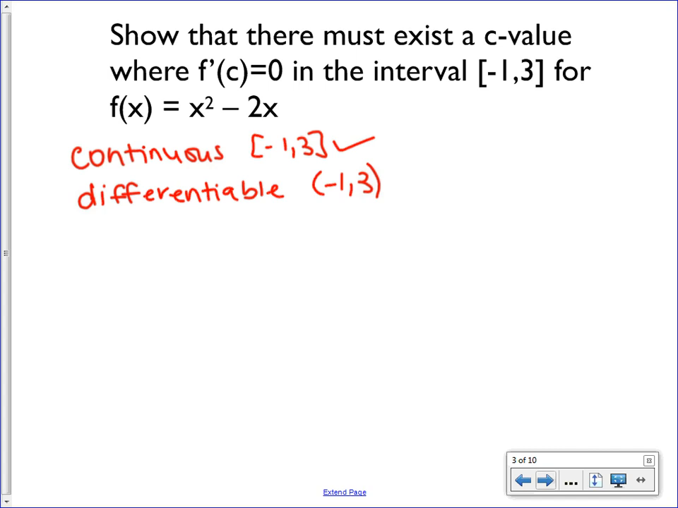So, now, what is our function at -1? What is our function at 3?